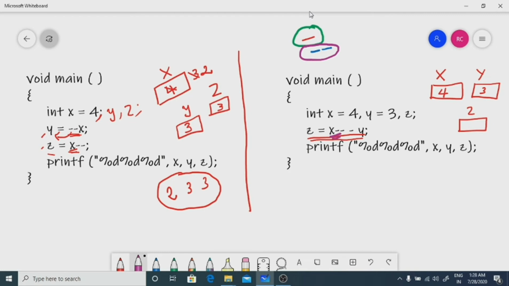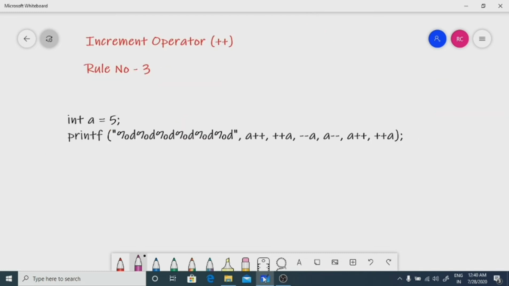So x minus minus means first use the value, that is 4, then decrement, 4 will become 3, minus y. What is y? 3. So 4 minus 3 is 1. 1 will be assigned to z. So when you print the values of x, y, z, you get the output 3, 3, 1. We are done with rule number 1 and rule number 2. Now we will see rule number 3.